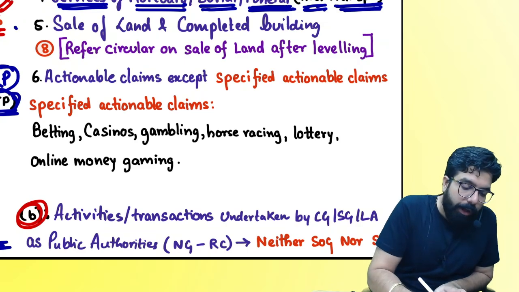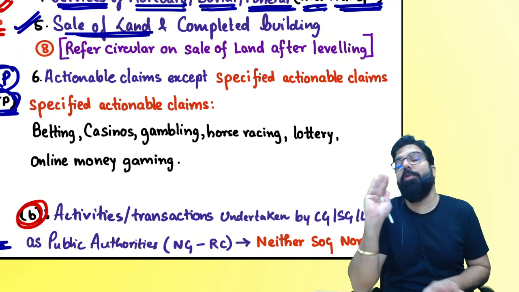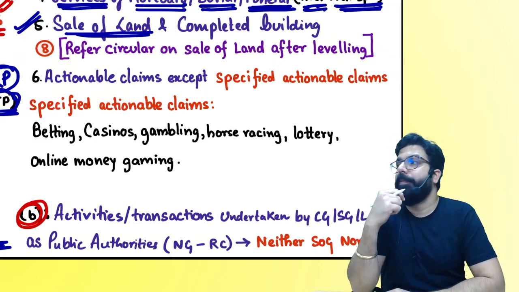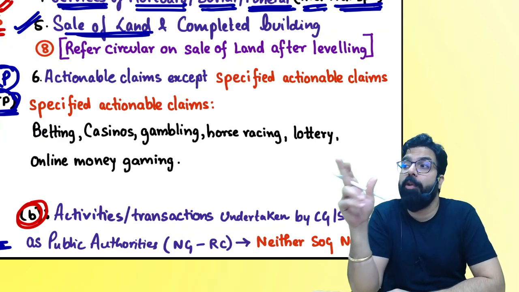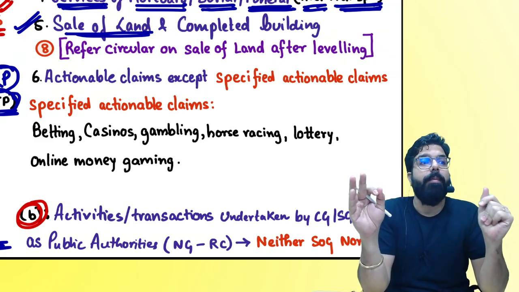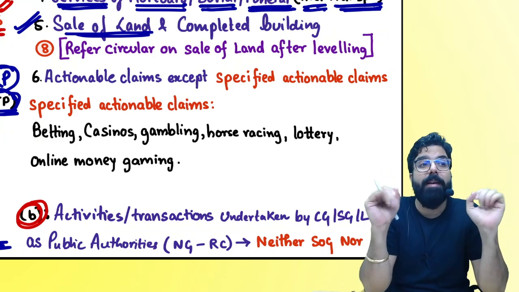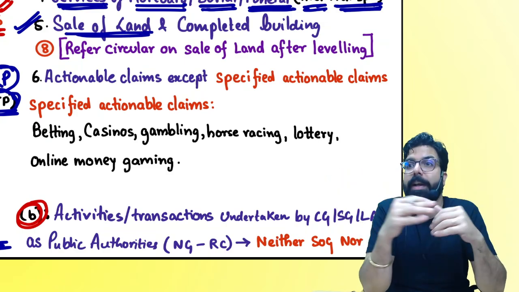Next one. Sale of land. On land, there is no GST. Why? Because whenever you sell land, stamp duty comes. Whenever you sell land, what do you pay? Stamp duty. And stamp duty is already collected by the government. That's also an indirect tax.